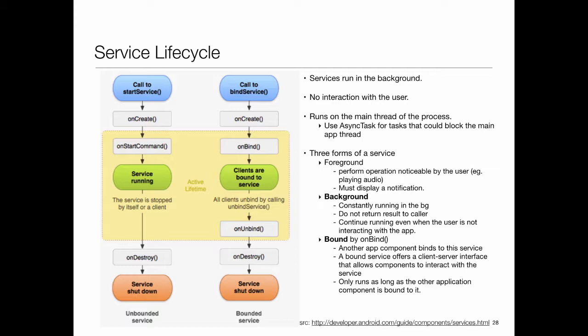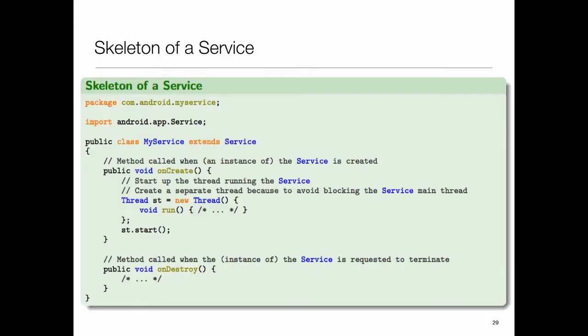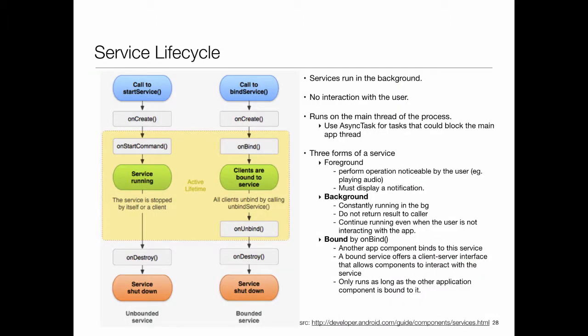So typically you will need a service if your application has some part that needs to be running in the background. And creating a service is not much different from creating an activity. So again, you import the class android.app.Service instead of android.app.Activity, and you override the methods that control the lifetime of the service. For example, onCreate, onDestroy, or onBind, onUnbind.